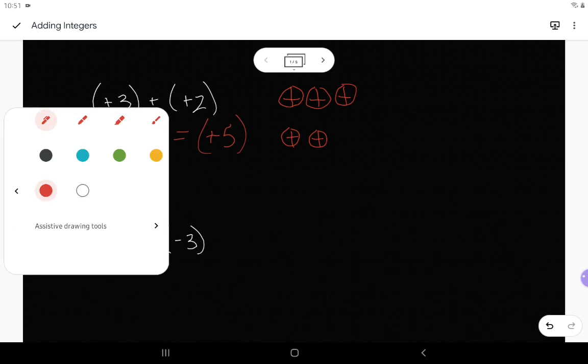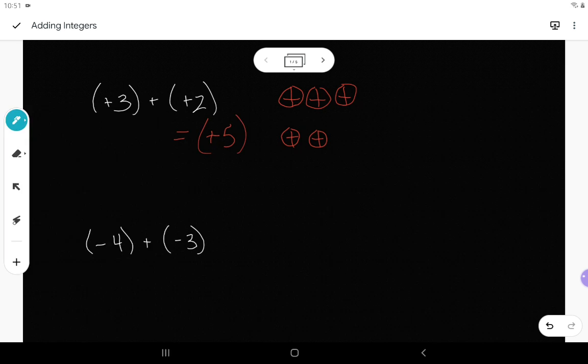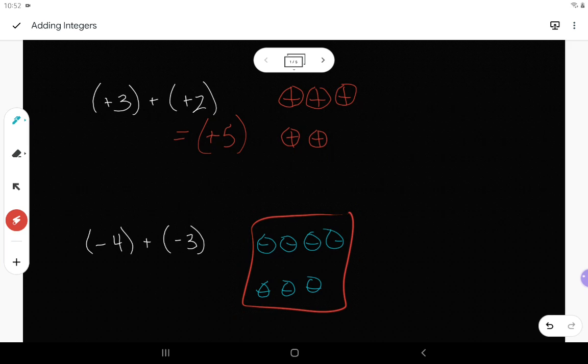Okay, looking at the one below, negative 4 plus negative 3, so same thing. I'd start out with my 4 negatives, and then I would add in 3 negatives below, and when I add in those 3 negatives, I really just create a larger grouping of negatives. These guys all come together to form a larger grouping of negative 7.